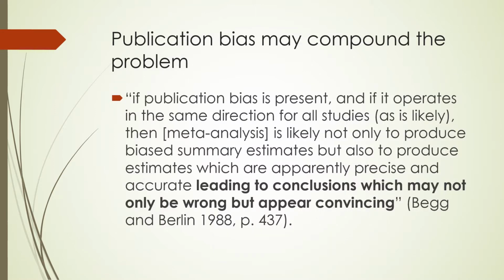And that's summarized by this quote from Begg and Berlin in 1988. And they state that if publication bias is present, and if it operates in the same direction for all studies, as is likely, then meta-analysis is likely not only to produce biased summary estimates, but also to produce estimates which are apparently precise and accurate. And then this is the key, leading to conclusions which may not only be wrong, but appear convincing.